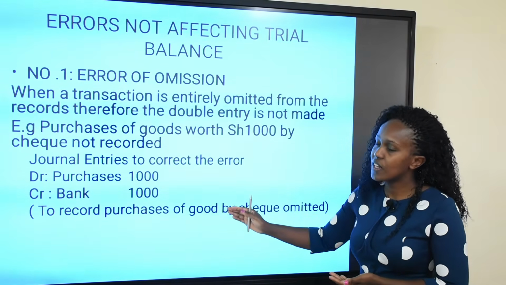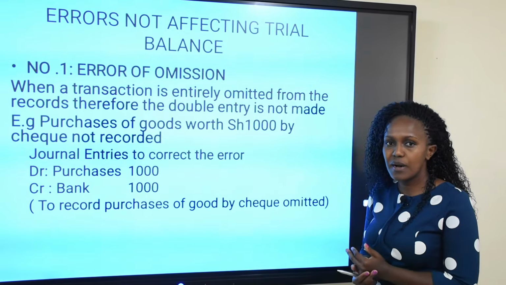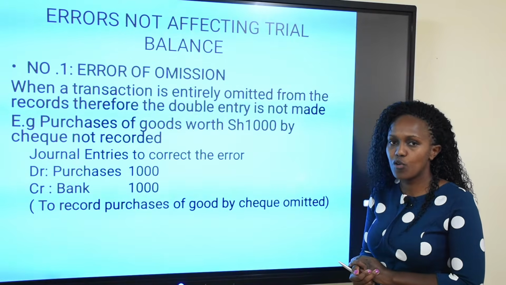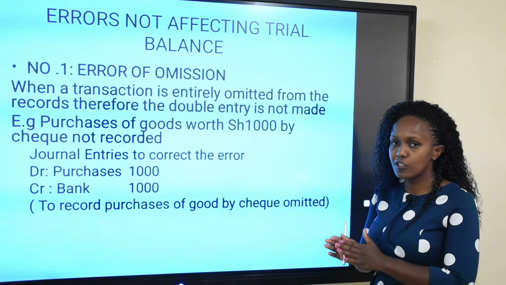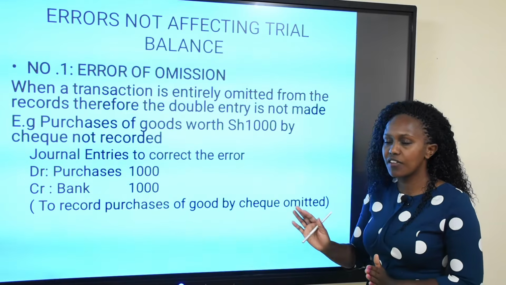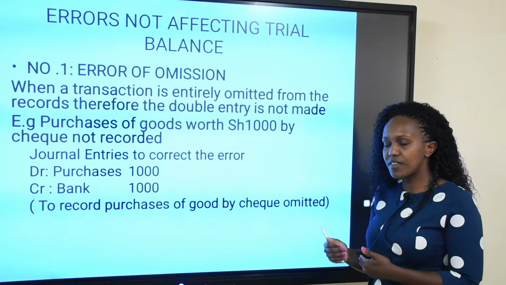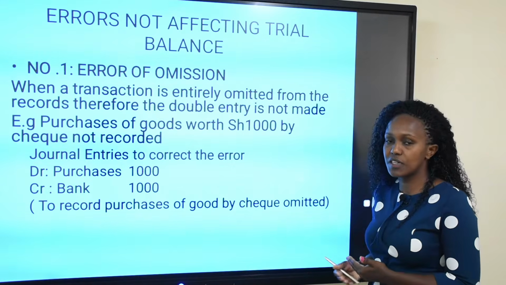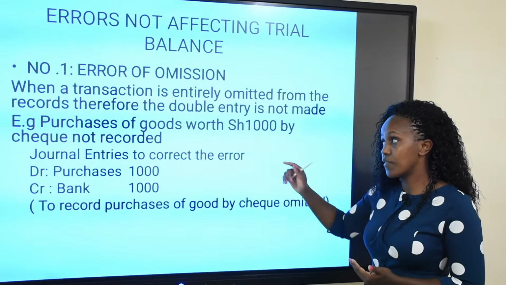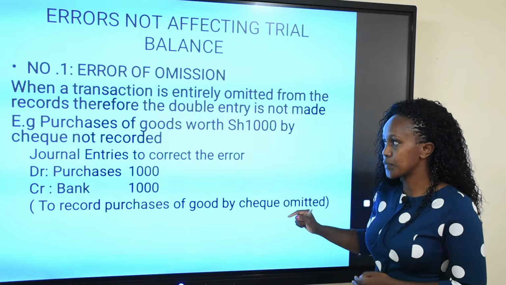So this is the first error that does not affect a trial balance. It is simply an error of omission. A transaction has been omitted. It has not been posted either in the debit or in the credit. Therefore, to rectify the error, you simply post it on the debit and on the credit of the respective accounts, as we have explained in our example.